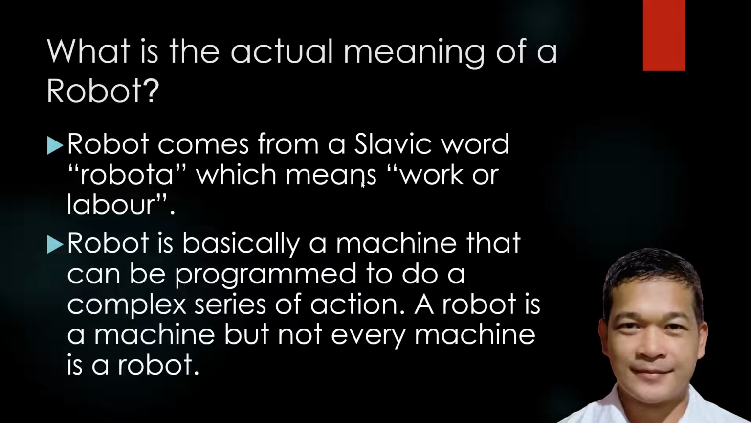So what is the actual meaning of a robot? Robot comes from a Slavic word, robota, which means work or labor. So it is a worker, a laborer, your servant. So a robot is basically a machine that can be programmed to do a complex series of actions. A robot is a machine, but not every machine is a robot. It is a machine that follows instructions, can be commanded, and can think.